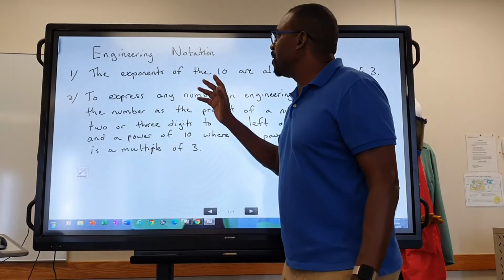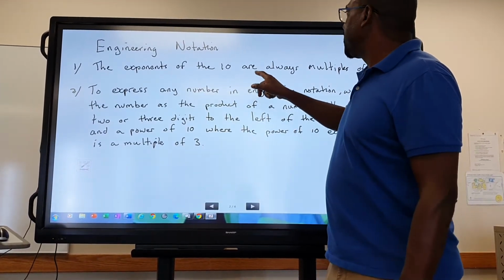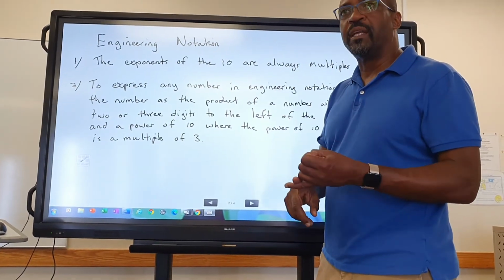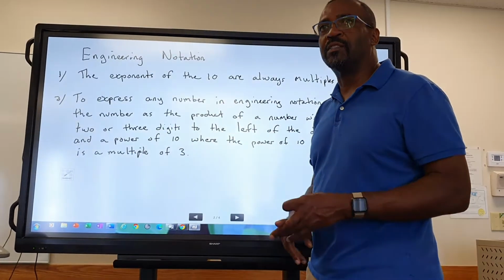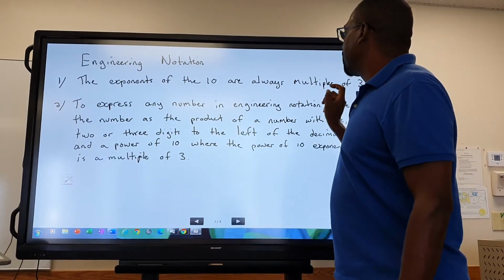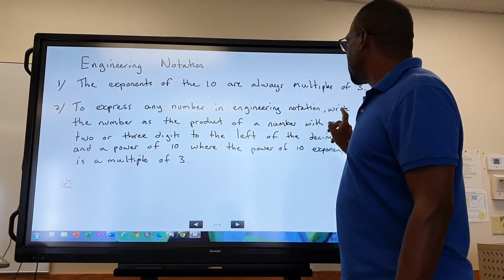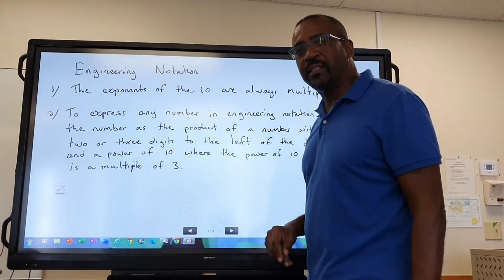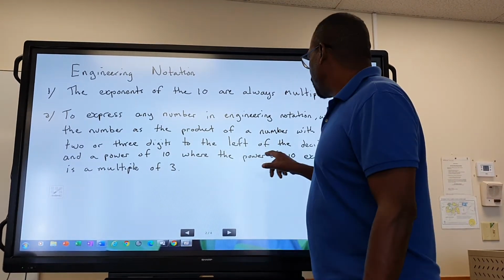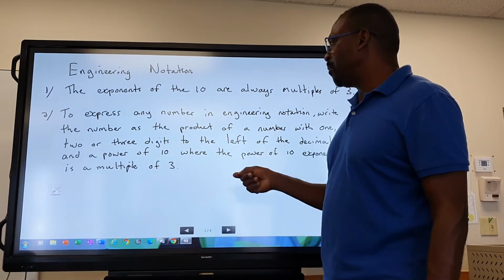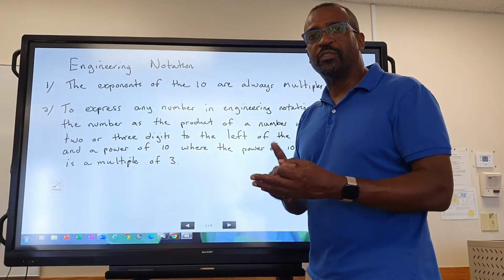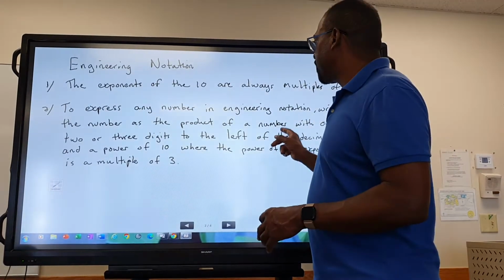The rules for engineering notation. The exponents of the 10 are always multiples of 3. So it's always either 3, 6, or 9. So it's always multiples of 3, right? To express any number in engineering notation, write the number as the product of a number with 1, 2, or 3 digits to the left of the decimal point, and a power of 10, where the power of 10 exponent is a multiple of 3. So when you move the decimal point, you can have 1, 2, or 3 digits to the left of the decimal point.